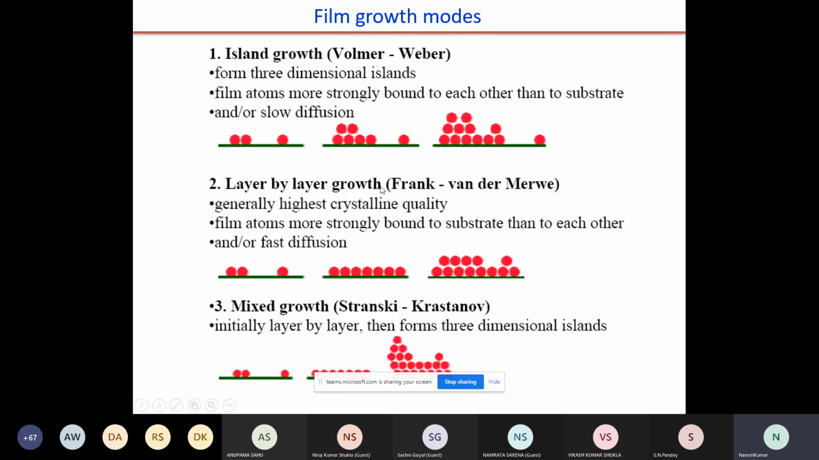Second is layer by layer. It shows very good crystalline quality, but here the interaction or the binding of the film atom with the substrate is more as compared to among each other. Third one is the mixed growth, where firstly you have layer by layer, then the island growth is done, right? So these are different modes. If somebody is interested, one can go through the details of these different growth models, right? So that is how we can grow thin films.